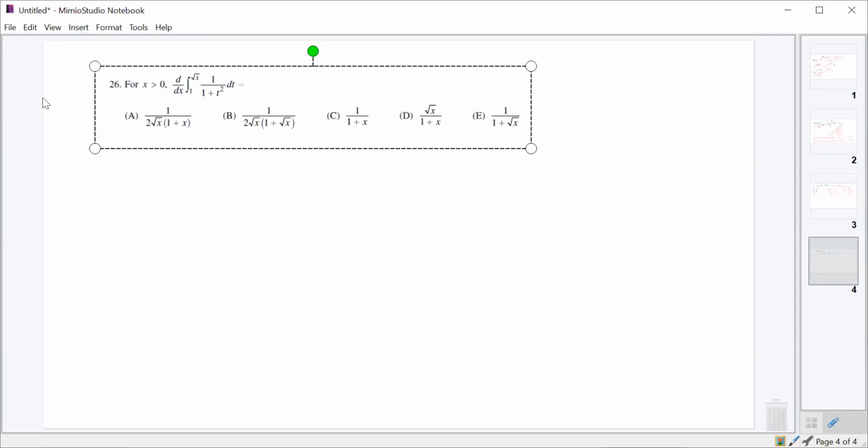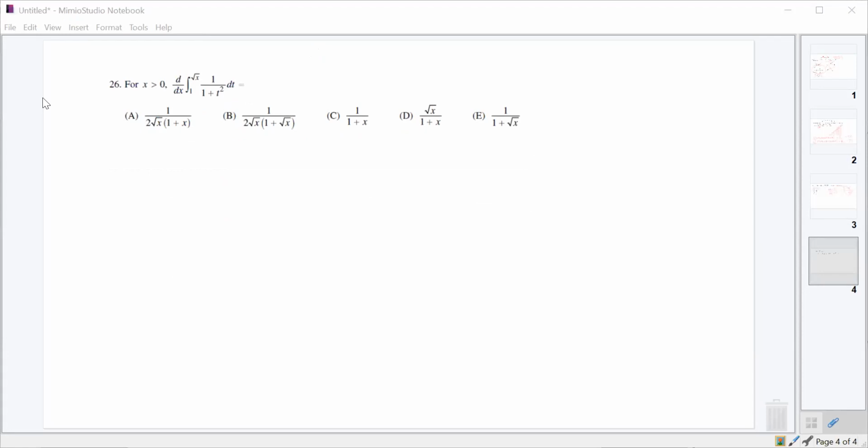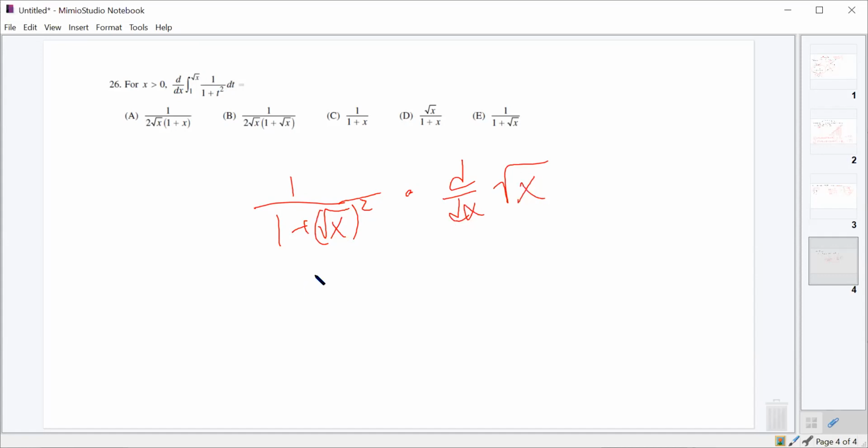We are looking for the derivative of an integral from a constant to a function. So this is the first part of the fundamental theorem of calculus. It says, taking the derivative of the integral from a constant to a function of some other equation, replace the t in that other equation with your function in the upper limit, and then multiply by the derivative of that function. So this becomes 1 over 1 plus x times 1 over 2 root x, which is choice A.